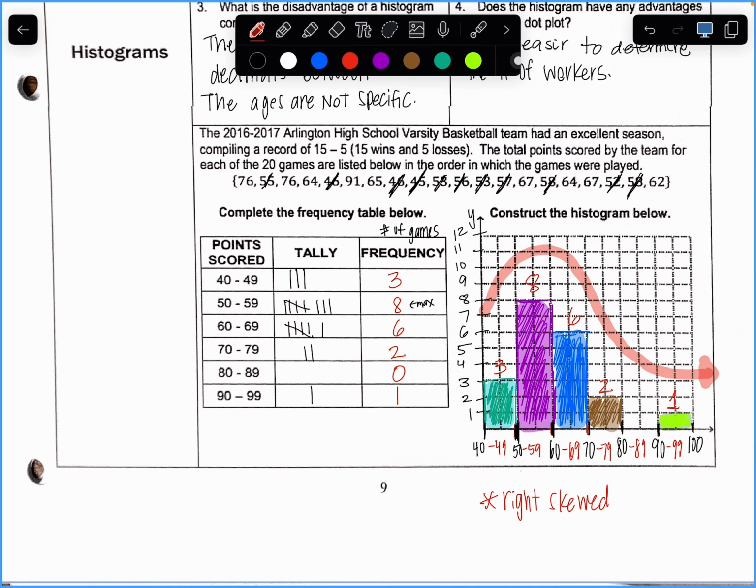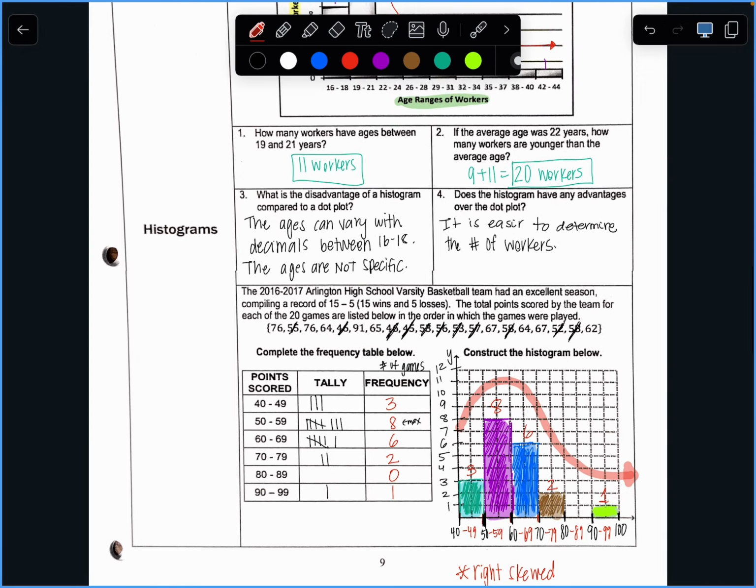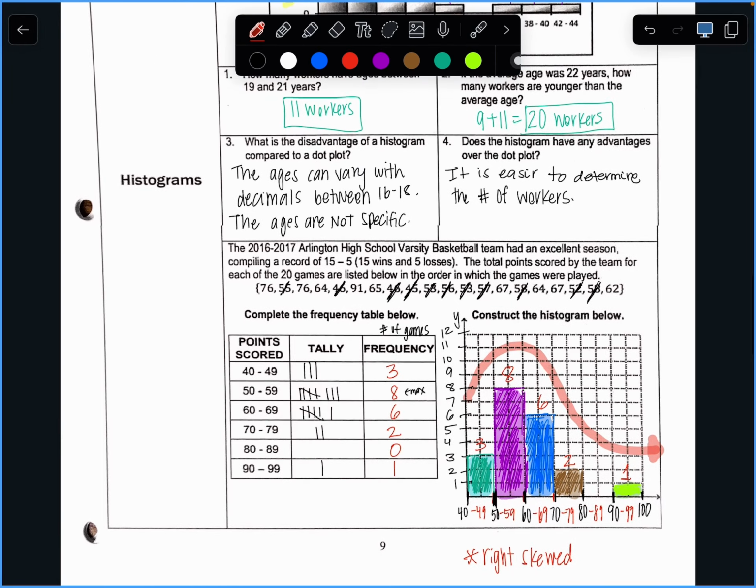Hold on. Okay, so we have all of this. Does that all make sense to you? Yep. Okay, good. So we're going to be doing that a lot. I just need you guys to be able to go from a list to a dot plot or a frequency plot, a table, to a histogram or bar chart. Turn the page when you're ready.